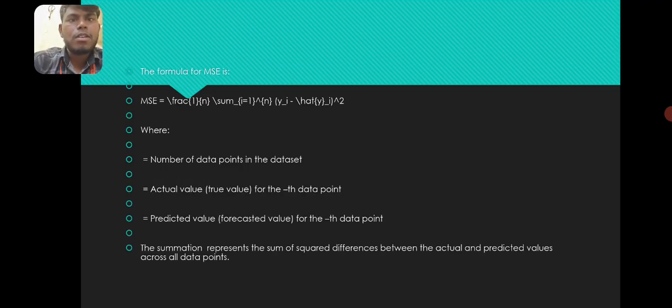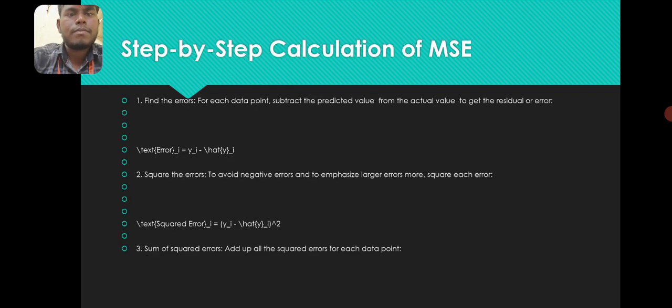The formula of MSE: n is the number of data points in the data set, y is the actual or true value for the data point, and y-hat is the predicted or forecasted value for the data point. The summation represents the sum of squared differences between the actual and predicted values across all data points.